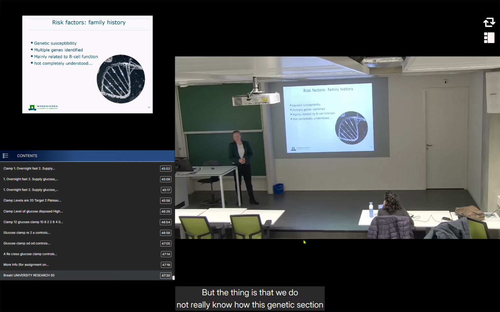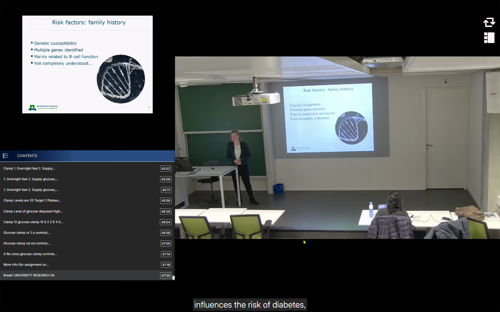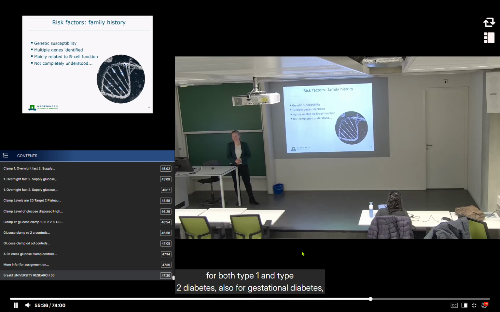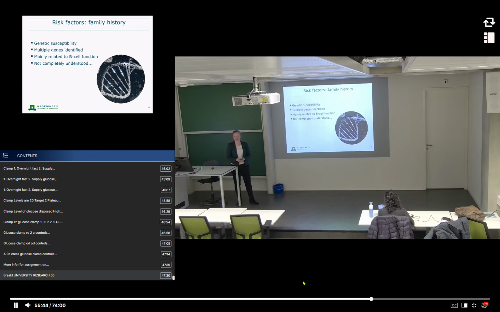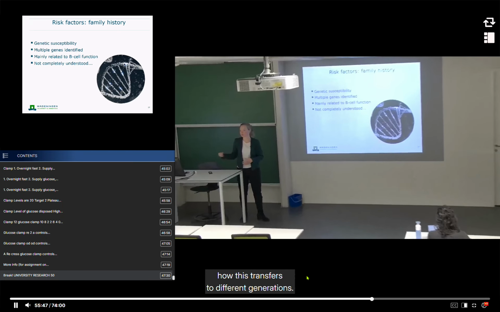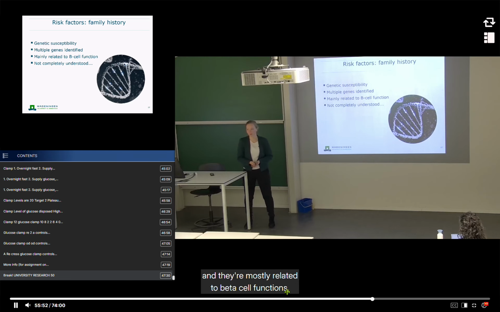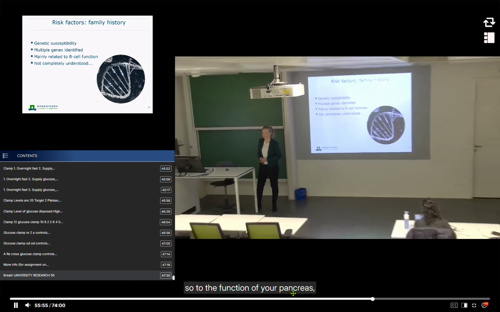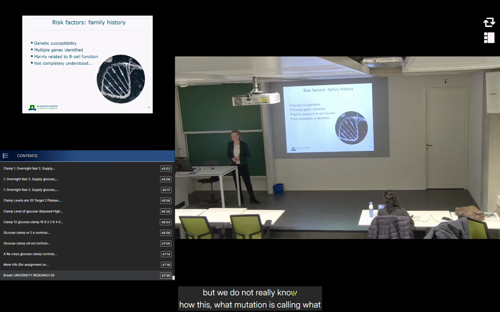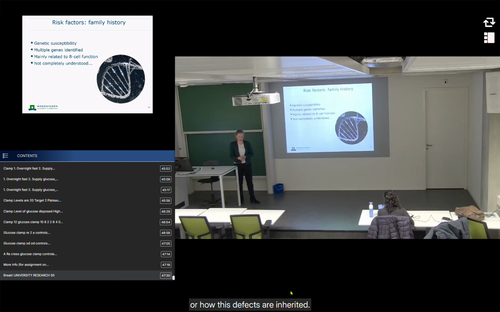But the thing is that we do not really know how genetics actually influence the risk of diabetes. We know there is some genetic susceptibility for specific people for both type 1 and type 2 diabetes, also for gestational diabetes, but we do not really know why, or which gene specifically, or how this transfers to different generations. What we know is that there are multiple genes that play a role here, and they're mostly related to beta cell function, so to the function of your pancreas, but we do not really know what mutation is causing what, or how these defects are inherited.